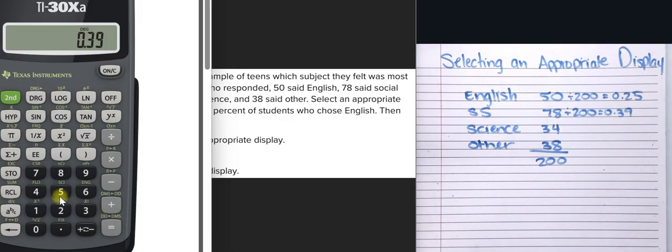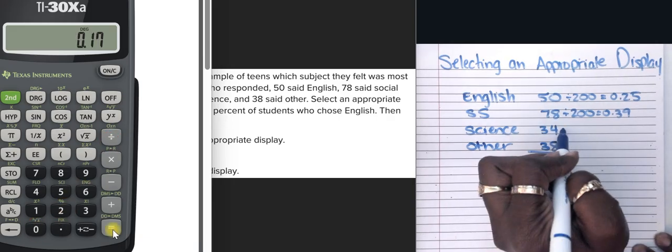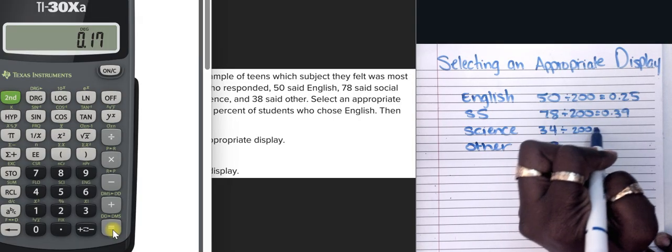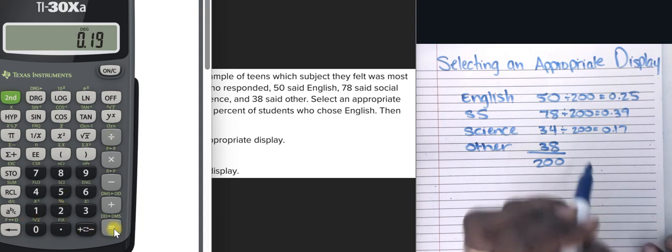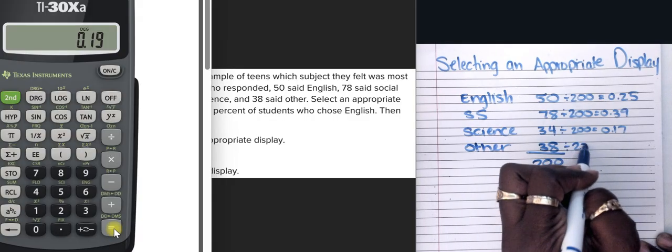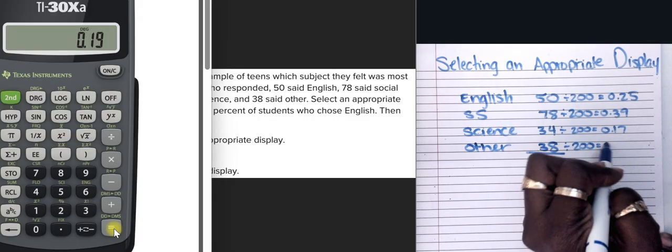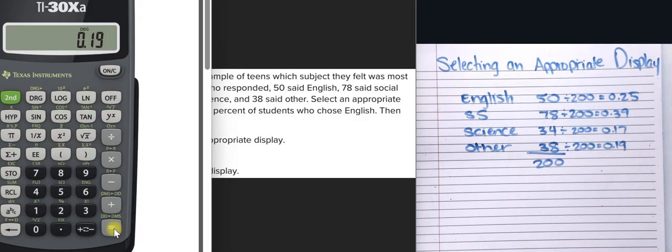And then we have science. Science is 34 out of 200. That gives me 17%. And then finally, we have 38 out of 200, and that's going to give me 19%. All right, so I have it in decimal form for each one of those.